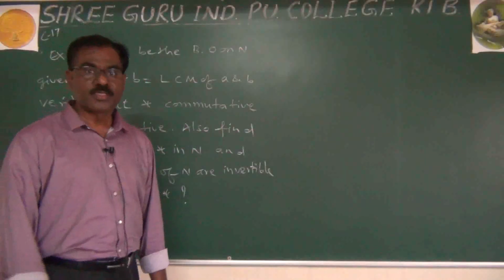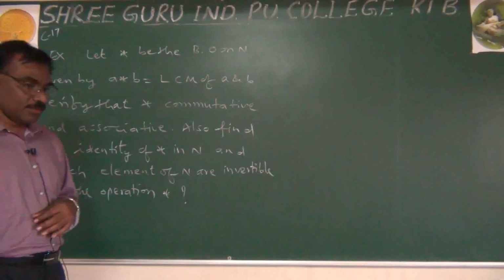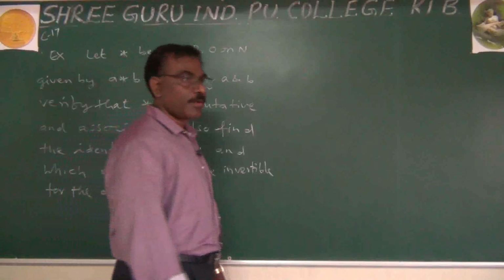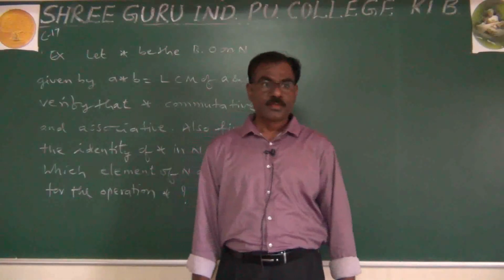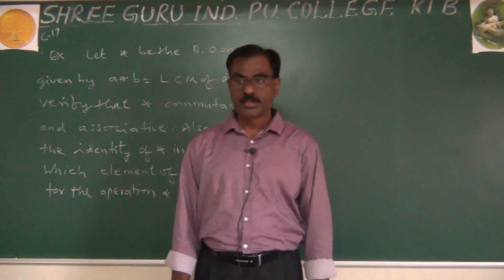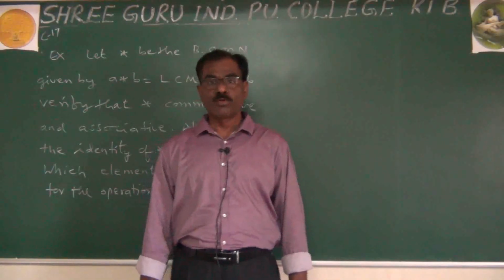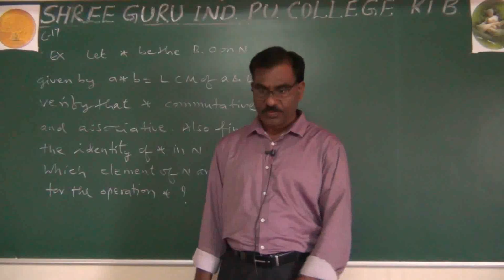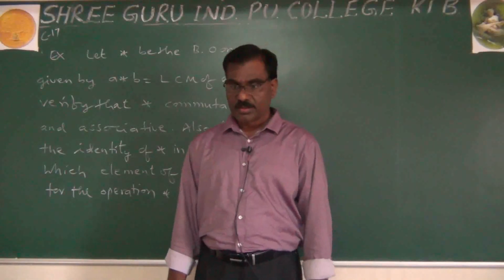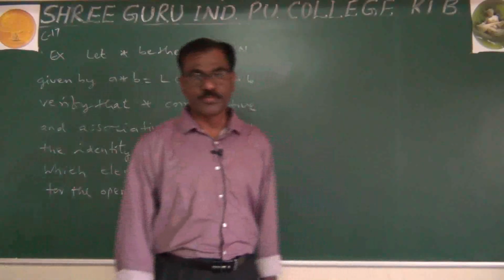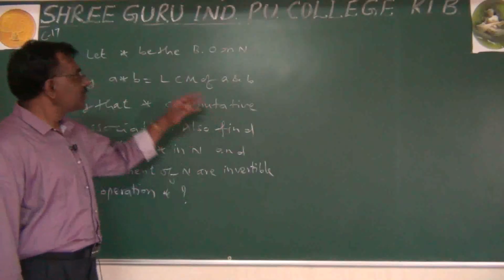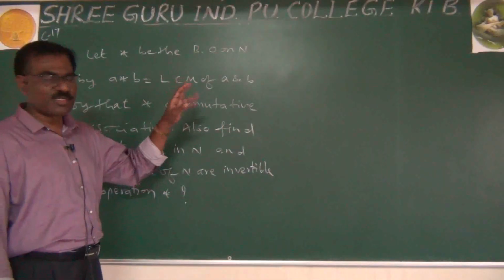So last period I discussed problems on A star B is LCM of A and B, and even commutative, associative, identity, and inverse. And today, maybe it is the last period.